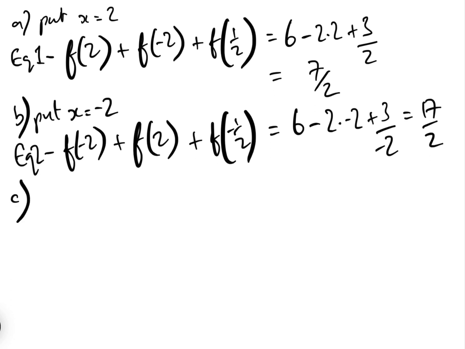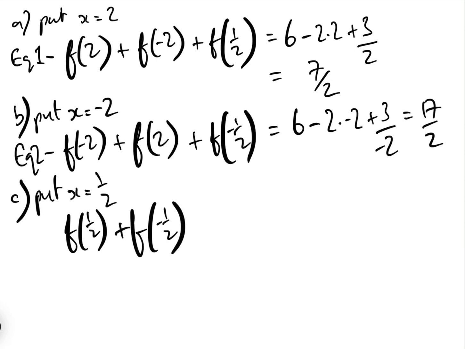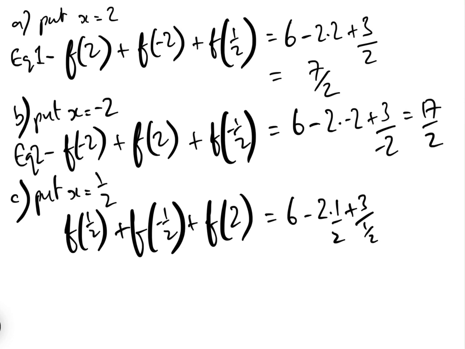And then C, let's put x equals a half. And so we get f of a half. All I'm doing again is putting x equals a half in the equation that's now disappeared off the screen. Add f of minus a half, add f of 1 over a half, which is f of 2, equals 6 minus 2 times a half, add 3 over a half, which equals 6 minus 1 add 6, which is 11. And let's call that one equation 3.